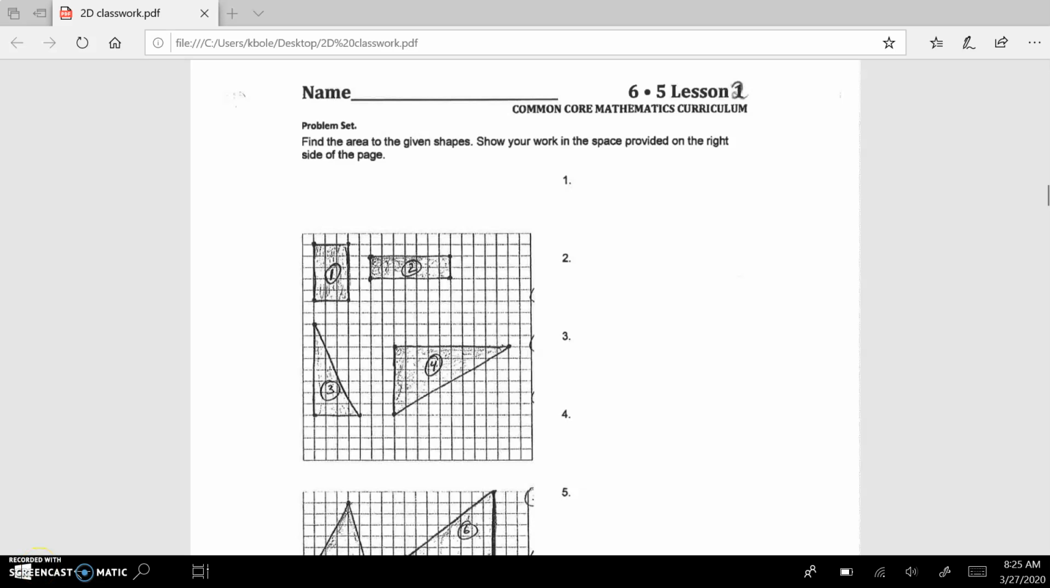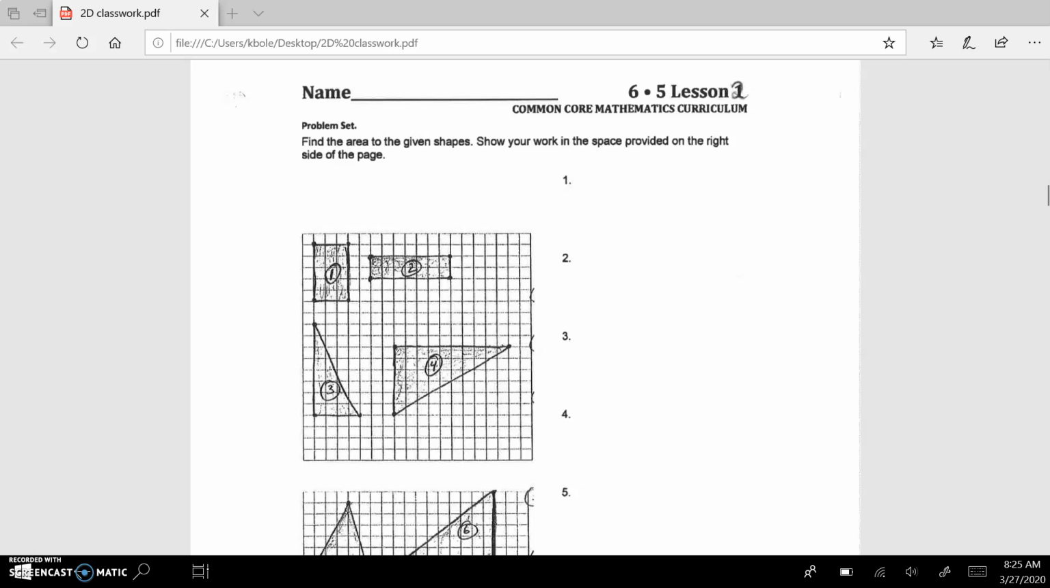All right, so here we are on the classwork for 5.2. So we're going to start here on this page that I'm on right now. There technically are 3 pages to the classwork, so I'm going to try to do a few examples of each type of problem for you in this video.